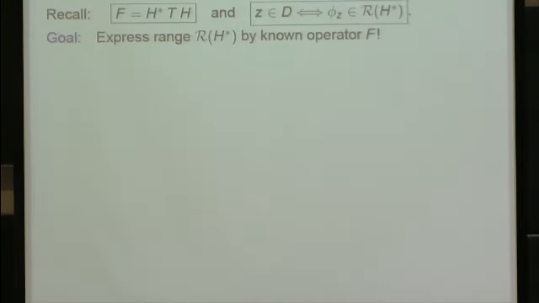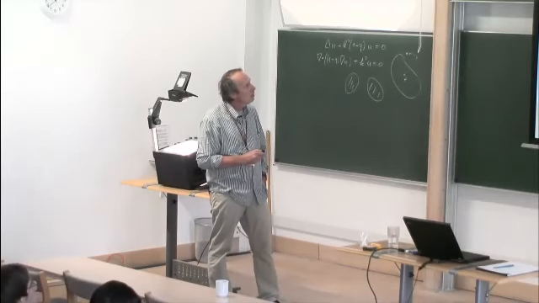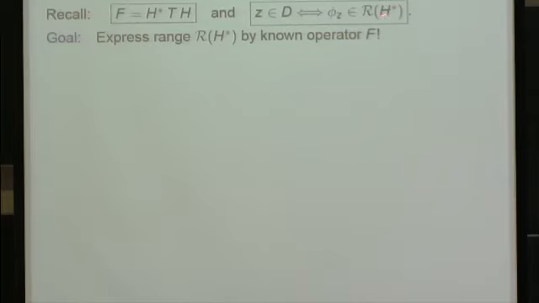And now we have this situation. We have a factorization, and we have a characterization of the unknown D by this range condition. The problem here is that we don't know H or H star, because H star is an integral operator living on D, and we don't know D, of course. So the goal is now to express the range of H star by F. F we know.